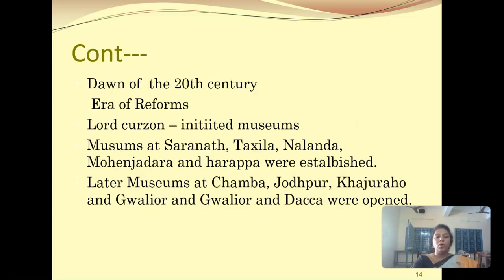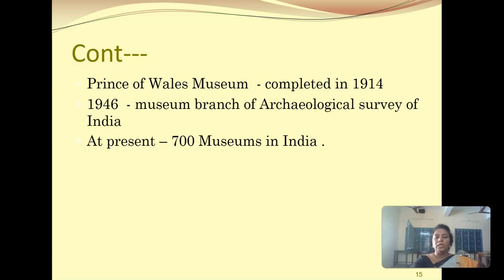And by the dawn of the 20th century, we can say the era of reforms, Lord Curzon initiated museums too. So he established museums at Sarnath, Taxila, Nalanda, Mohenjo-daro, Harappa and others. Later museums were established in other places, Khajuraho, Gwalior, Dhaka and others. And as I told you earlier, in 1914 the Prince of Wales Museum was established. In 1946 the museum became a branch of the Archaeological Survey of India. At present, we have more than 700 museums in India.